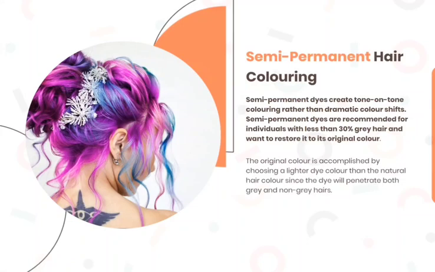Semi-permanent dyes create tone-on-tone coloring rather than dramatic color shifts. Semi-permanent dyes are recommended for individuals with less than 30% gray hair who want to restore it to its original color. The original color is accomplished by choosing a lighter dye color than the natural hair color, since the dye will penetrate both gray and non-gray hairs.